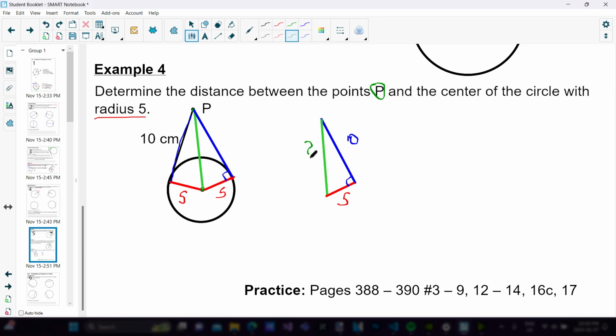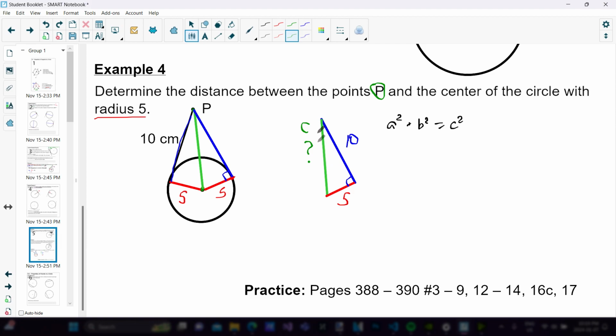So how do I find the length of that line? Well, we got to use a little tool called the Pythagorean theorem. And the Pythagorean theorem, which you guys have already done before, not in this course yet, is a squared plus b squared equals c squared. And the only thing you need to be careful of is c is the hypotenuse of the triangle.